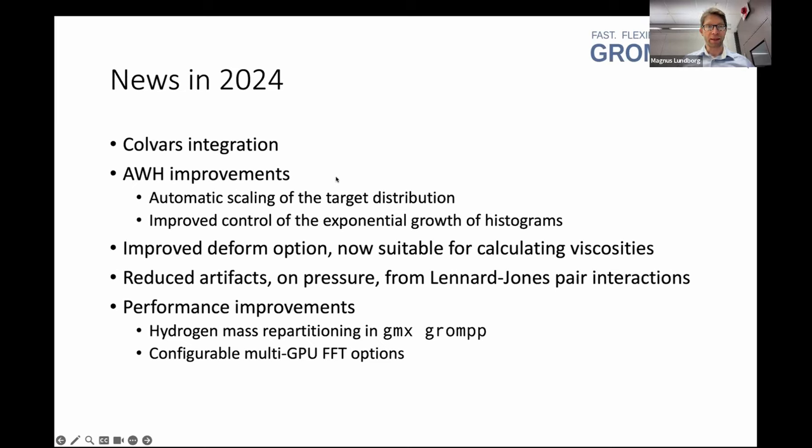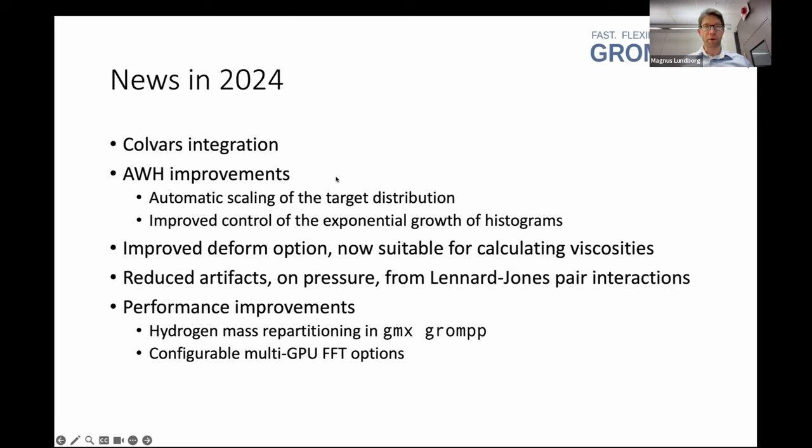So what happened in this last release, in the 2024 release? One of the main features is the integration of COLVARS into GROMACS. We also improved the accelerated weight histogram method, which is an enhanced sampling method, with the possibility to automatically scale the target distribution. We also had improvements to the deform option, and now you can calculate shear viscosities using it.